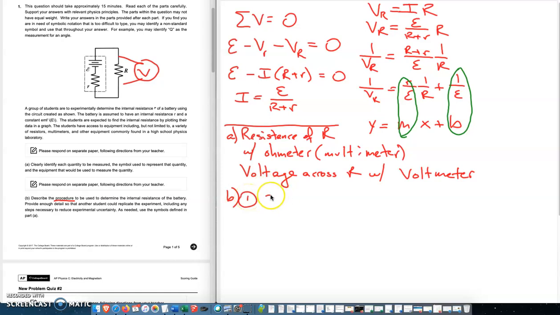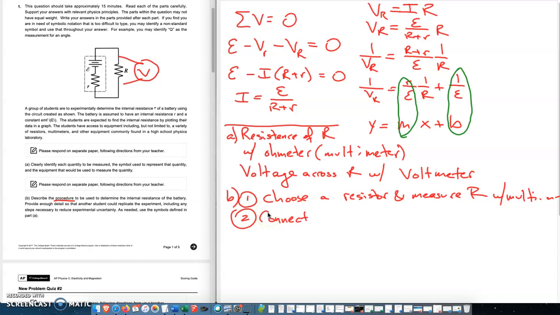So 1, choose a resistor and measure resistance with multimeter. Running out of space there, so I won't bother with that. Okay, number 2, connect resistor to circuit and measure voltage across it, VR, with voltmeter.